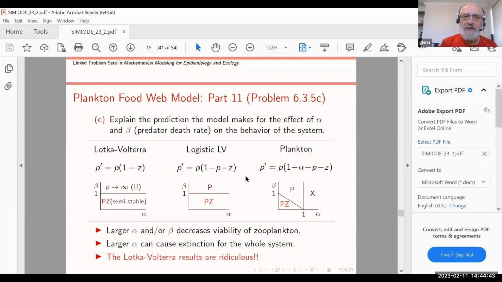And now let's add in the regular Lotka-Volterra. And this model has results that are ridiculous. If beta is larger than 1, then the phytoplankton population goes to infinity. If beta is less than 1, then you get a semi-stable equilibrium point, which is not a good example of oscillatory solutions. Real oscillatory solutions are stable limit cycles.